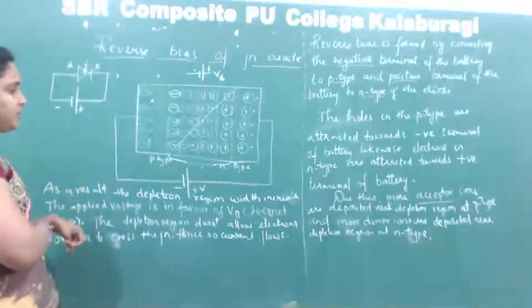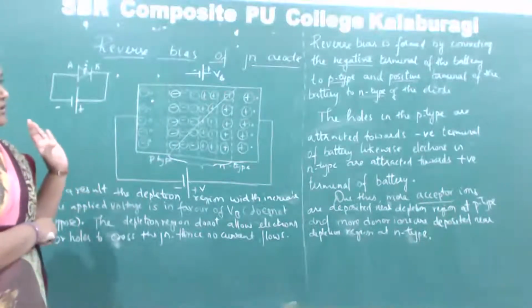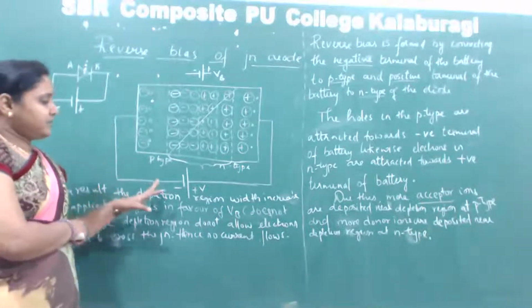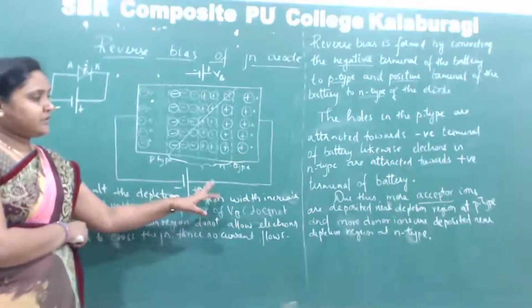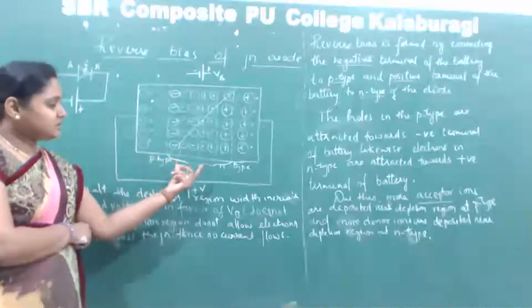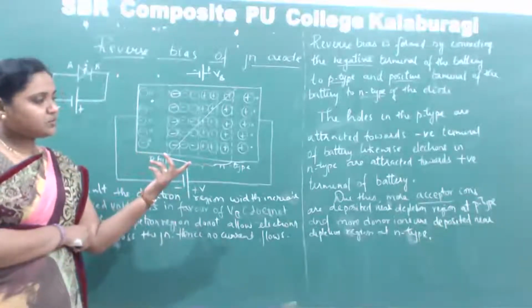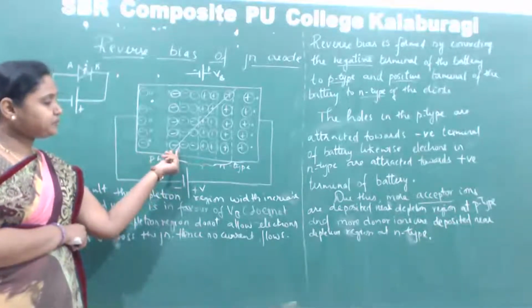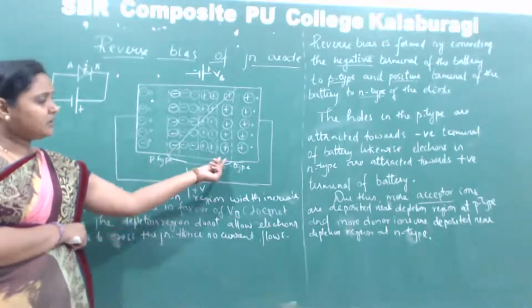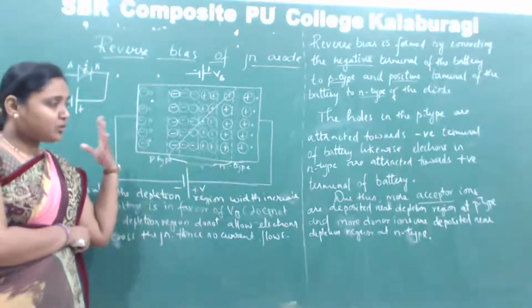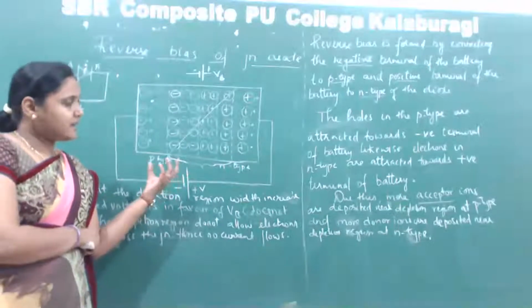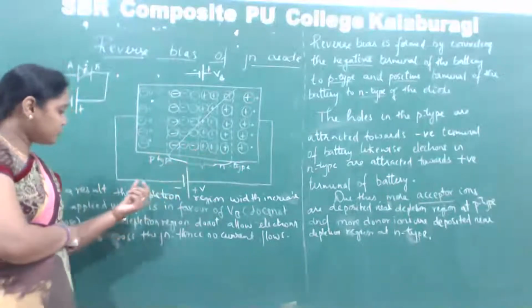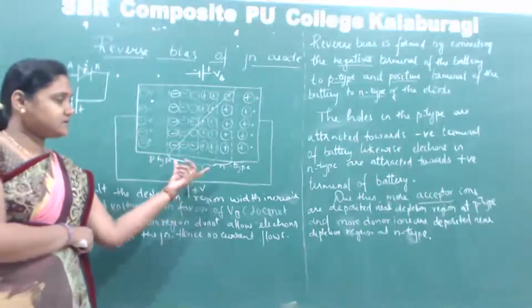So these are all the important points in the reverse bias condition. Holes are attracted by the negative terminal, electrons are attracted by the positive terminal. As a result, the width increases. Due to this, what happens? All the acceptor ions are deposited here, donor ions are deposited here, more ions are deposited. As more ions are deposited, the width is basically increasing.